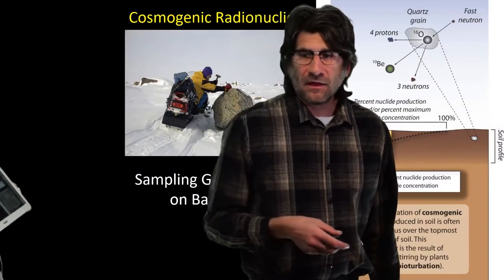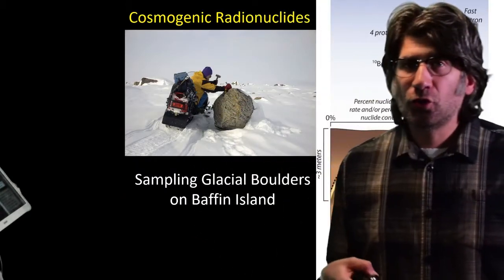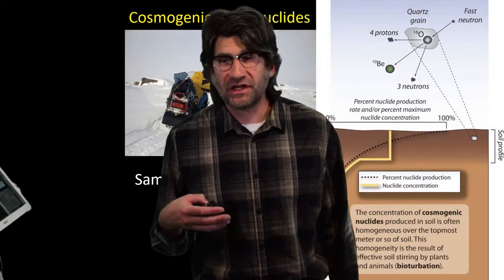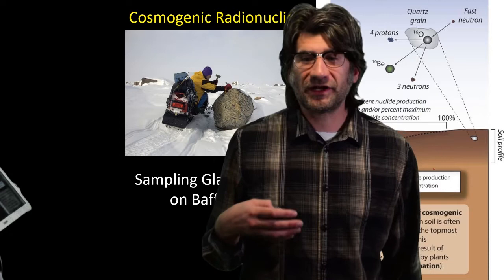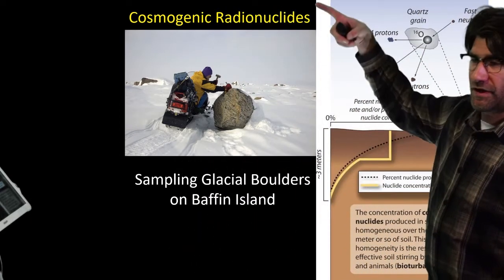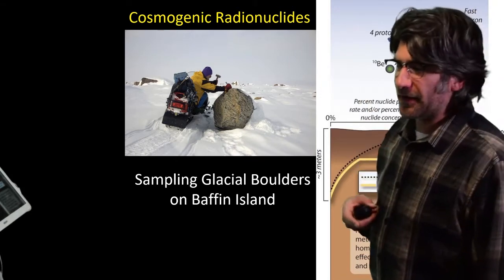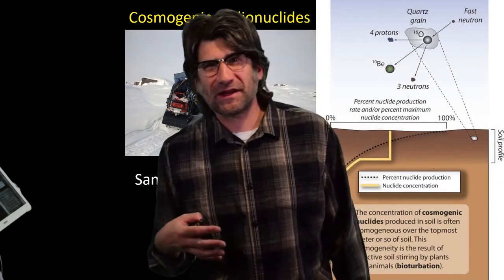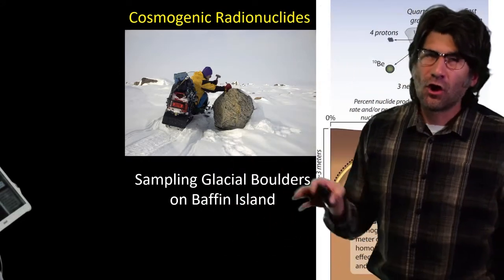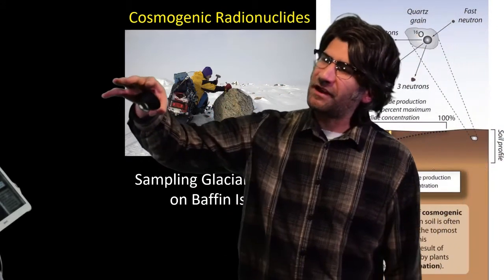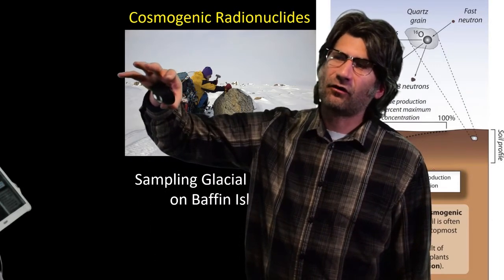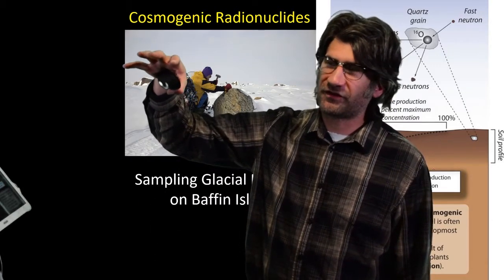Okay, another really cool technique that is used quite often in geomorphology is cosmogenic radionuclides. You can think about this roughly, or one way to think about it is rocks getting a sunburn. So it's almost the opposite of OSL. OSL dated how long a quartz grain has been buried. Cosmogenic radionuclides tell us how long a rock has been exposed at the surface.